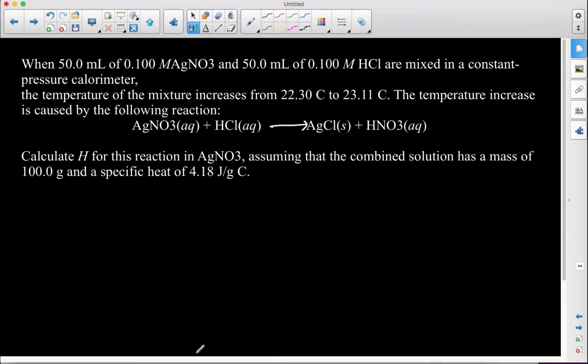Okay, let's do a problem. It's really important that we track our sign, just like we talked about in that other problem. So let's go ahead and read it. We have 50 mL of 0.1 molar AgNO3 and 50 mL of 0.1 molar HCl mixed in a constant pressure calorimeter.